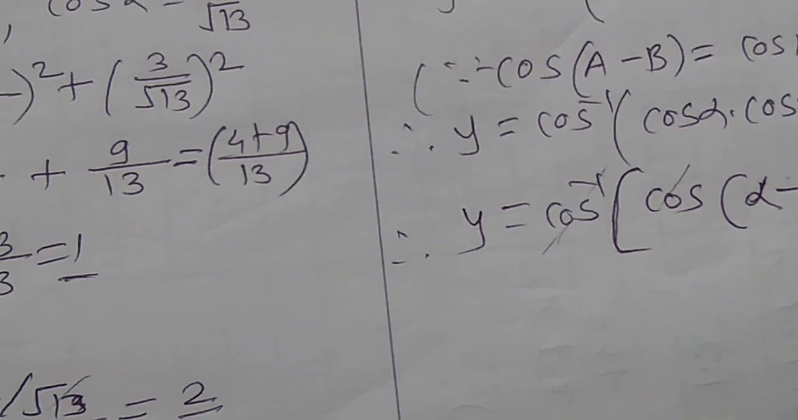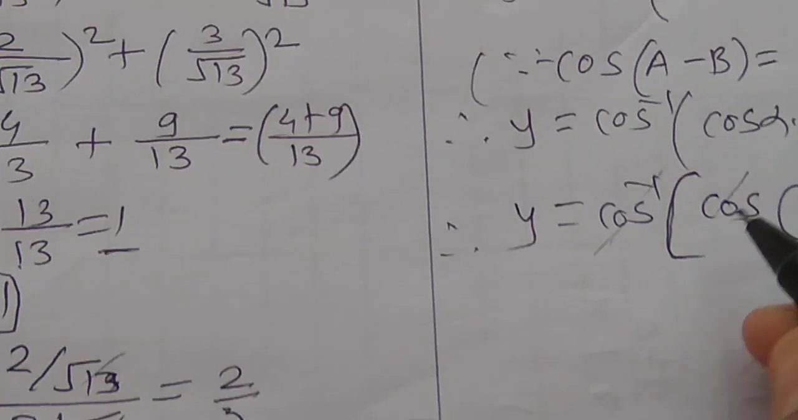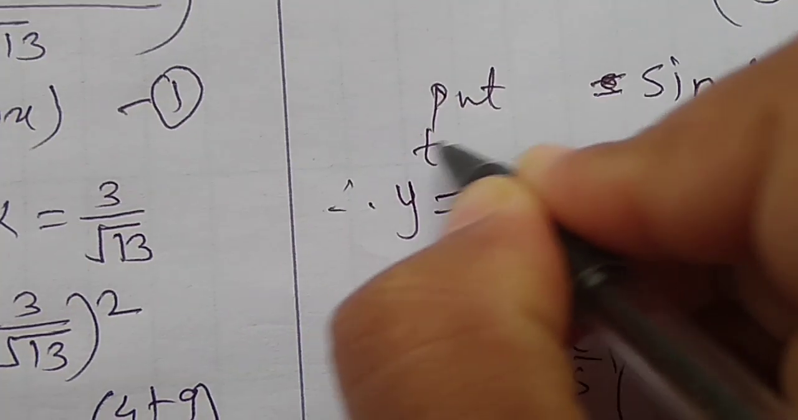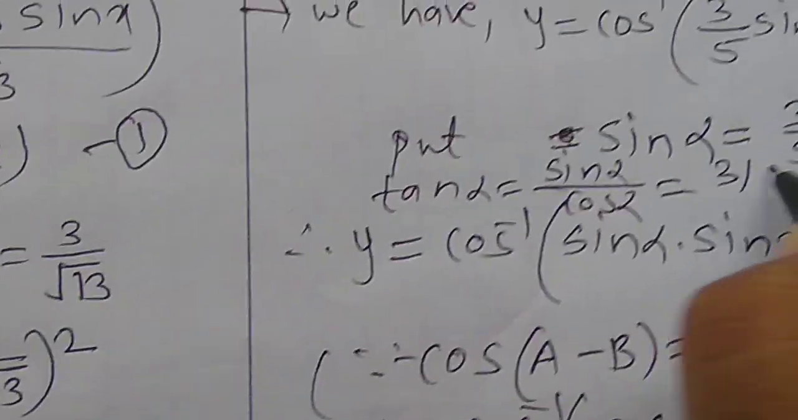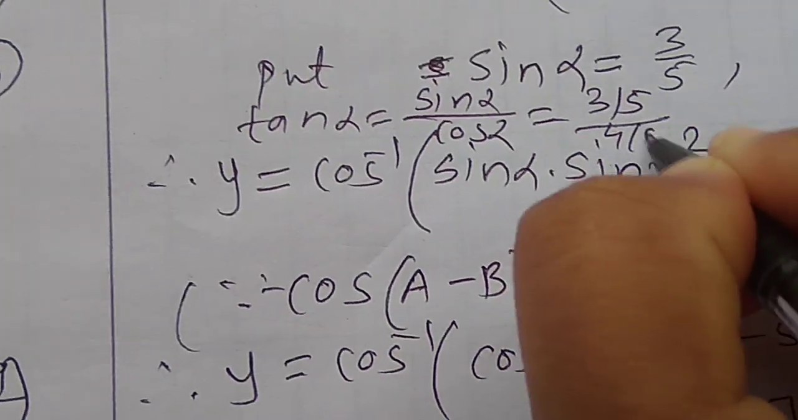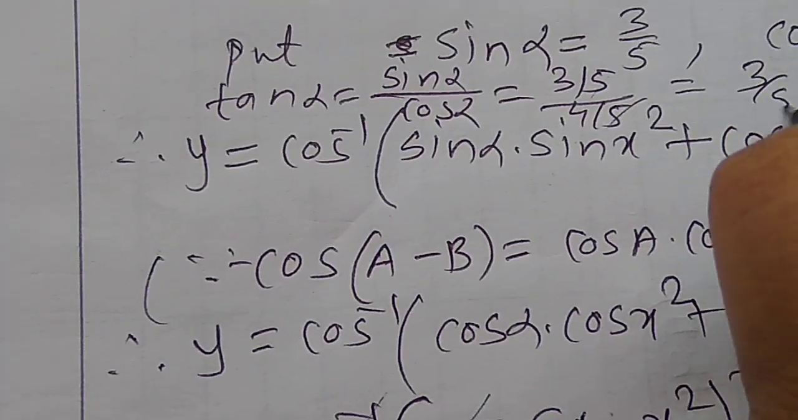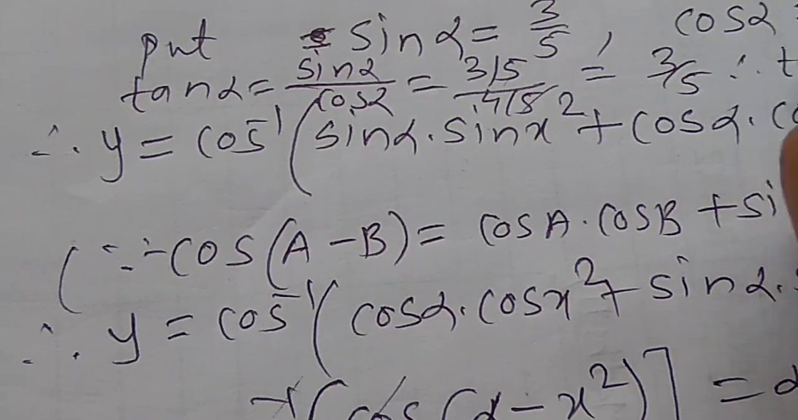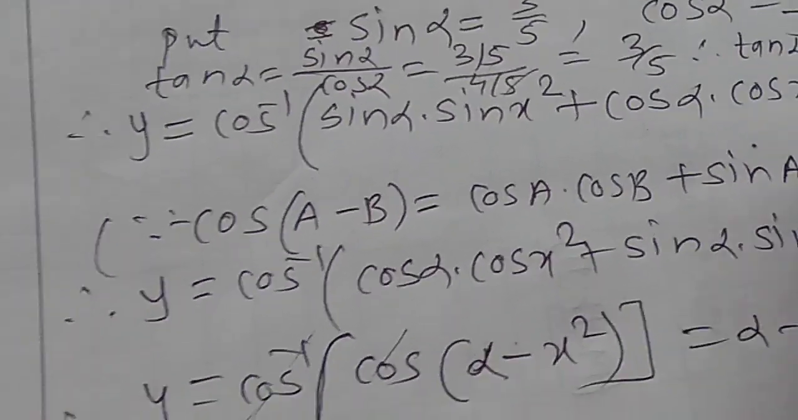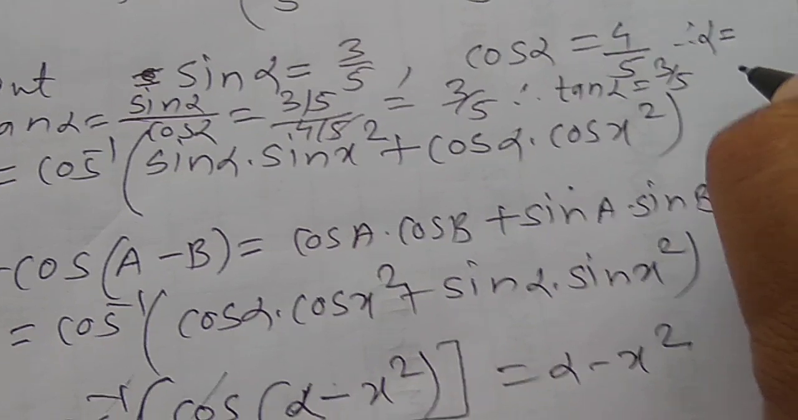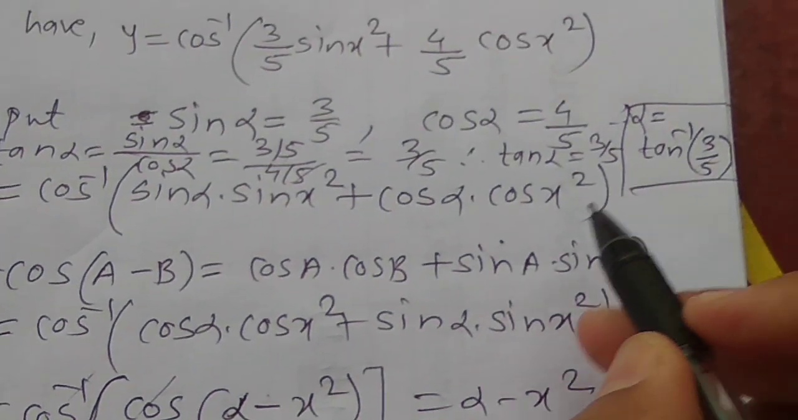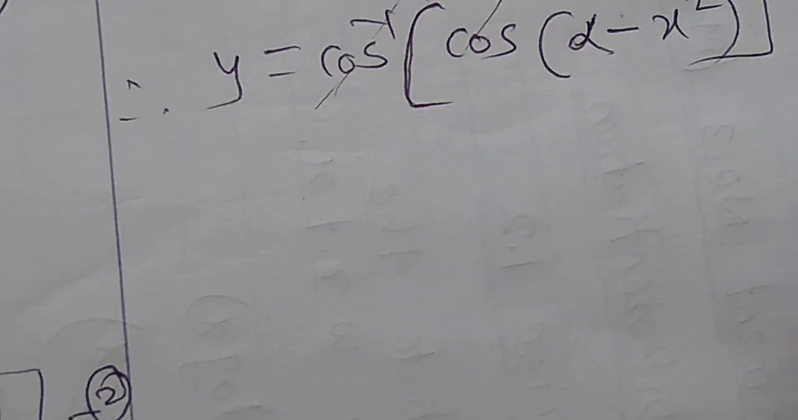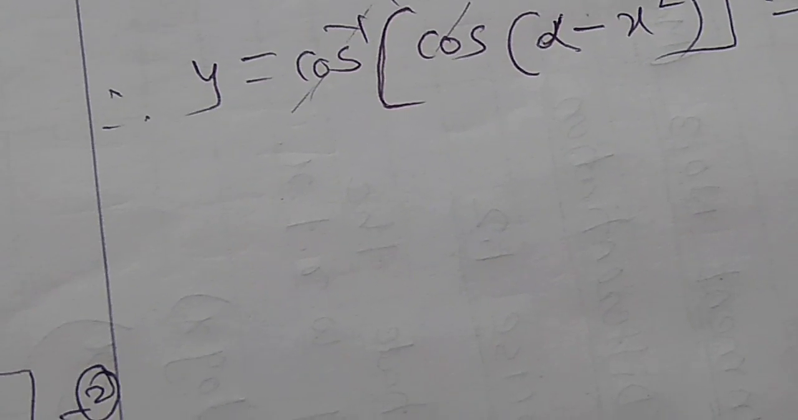But again here we have to put the value of alpha. So here we have to find tan alpha is equal to sin alpha upon cos alpha, that is 3 upon 5 upon 4 upon 5. 5 gets cancelled, we will get 3 upon 4. Therefore tan alpha is equal to 3 upon 4, and therefore alpha is equal to tan inverse of 3 upon 4. Therefore here we have to put the value of alpha, that is tan inverse of 3 upon 4 minus x square.